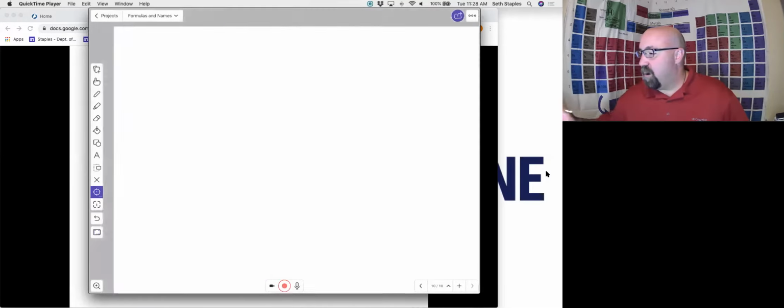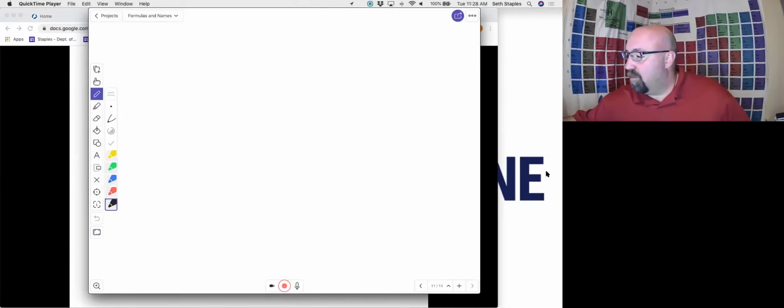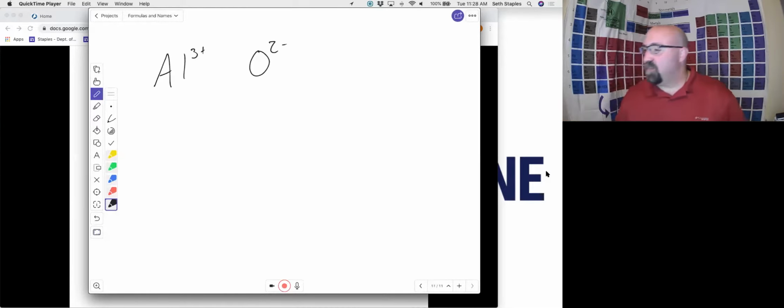Let's look at a slightly harder example. Aluminum. We look up on our periodic table, and we see that aluminum has a 3+ charge. Oxide, our oxygen ion, has a 2- charge. So again, we're going to hit the same approach. How many of each of these do we need in order for our pluses to balance out our minuses?